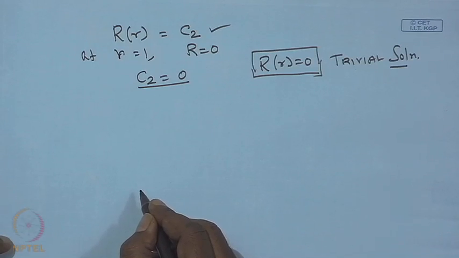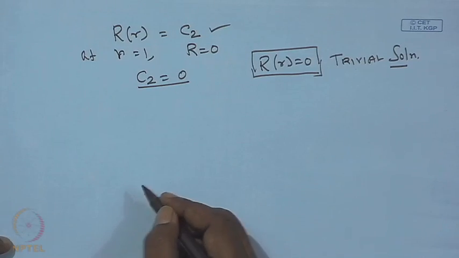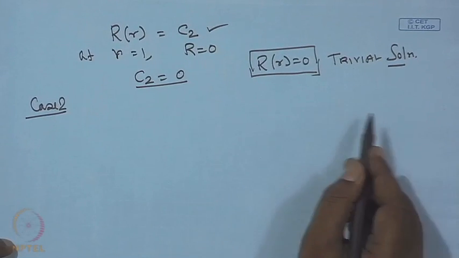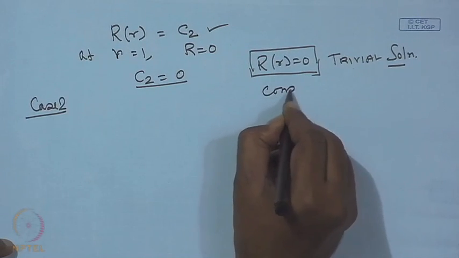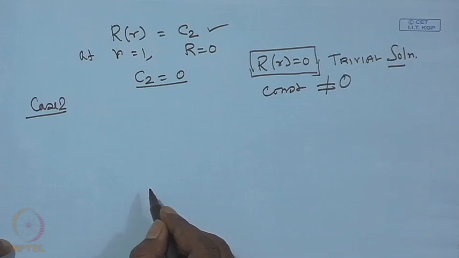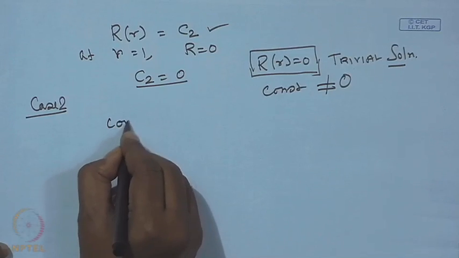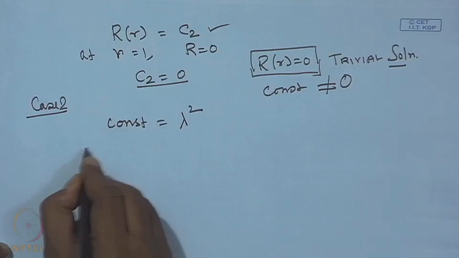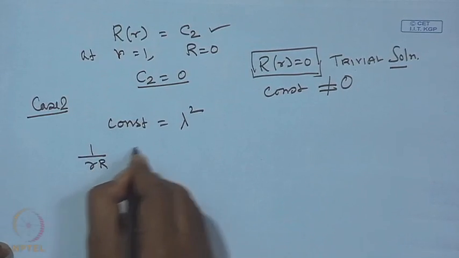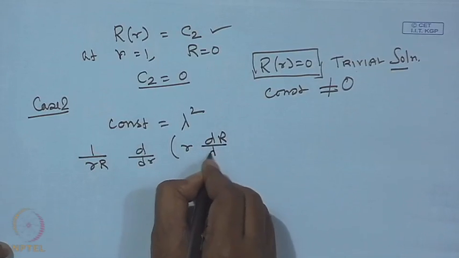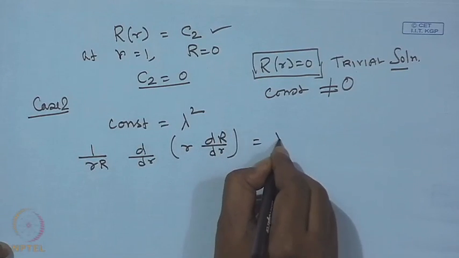Okay. So, that is case 1. What this indicates is that the constant we are talking about cannot be equal to 0. Now, let us look into case 2. Case 2, the constant is positive, constant is plus lambda square. So, we have (1/r) d/dr (r dR/dr) is equal to lambda square R.